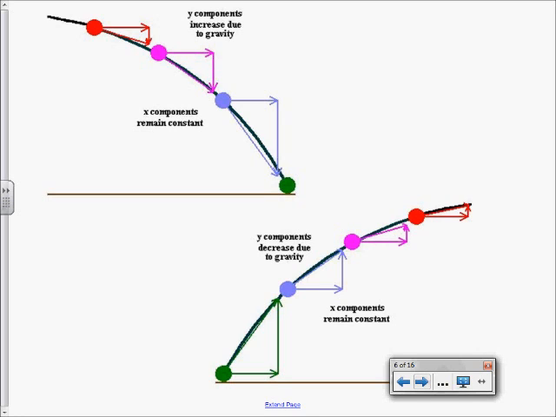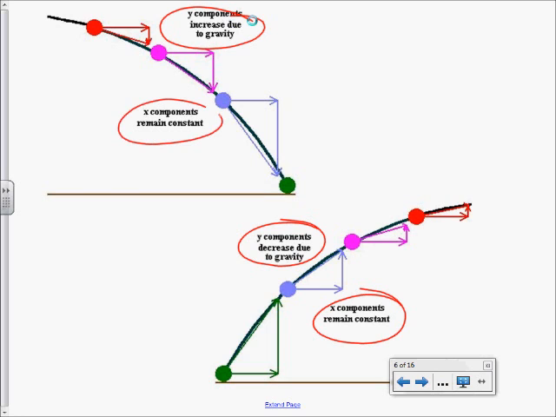And that diagram there really just breaks it up into those two parts. Up here we're saying that the y components increase due to the force of gravity, and in this particular case, as we're heading upwards, the y components decrease due to the force of gravity. But in both cases, the x components of the motion remain constant.